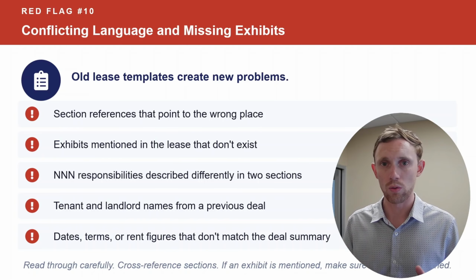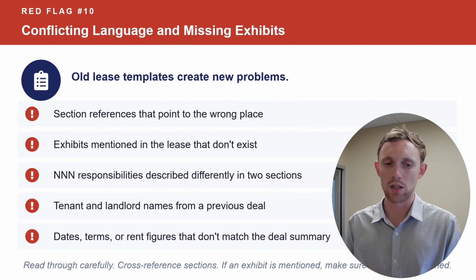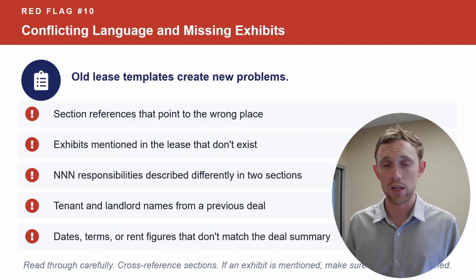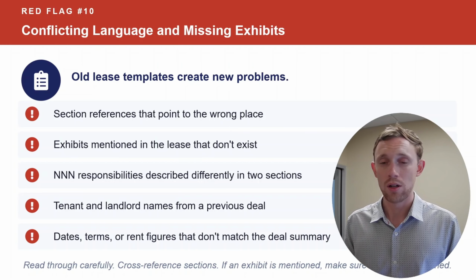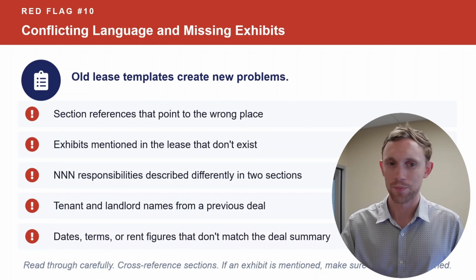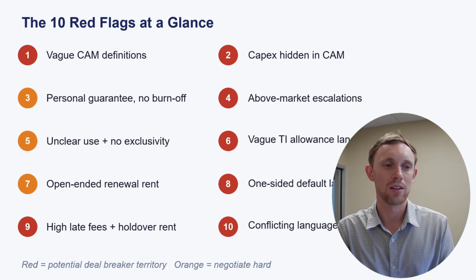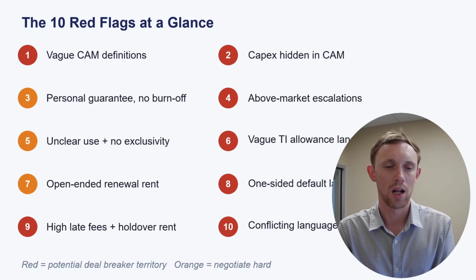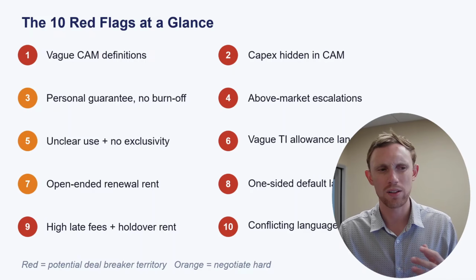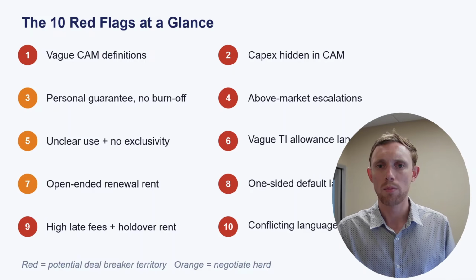It's absolutely worth going page by page, line by line. This is a binding contract you'll be stuck in for years. Look through it in detail. Hire an attorney. Don't just count on AI to review it for you. Okay. So again, in summary, watch for vague CAM definitions, personal guarantees. I'm just running through it here. Above market escalations, all of these things, red flags, orange flags. It's very situation dependent, but just watch for these.